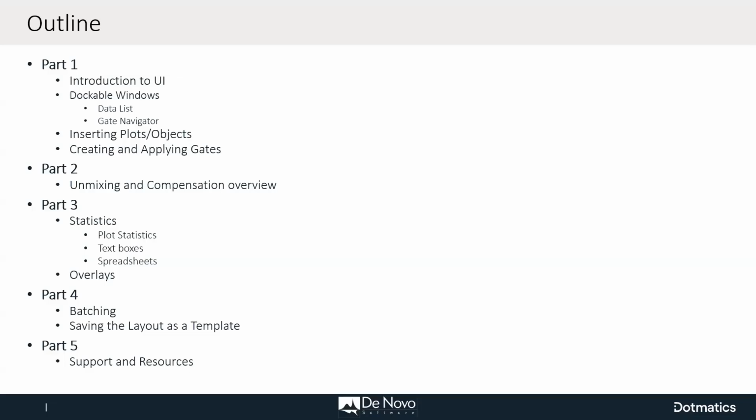Part two, we'll talk a little bit about unmixing and compensation. And I'm just going to go over the highlights of that. We do have videos that go through this, but I'm just going to touch on it so you can see where they are and how they work. And statistics, some plot statistics, text boxes, spreadsheets, etc. And then we're going to show how we do batching, and then how we can save a layout as a template. And then I'll talk about some support and resources.